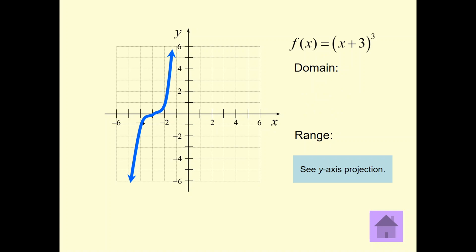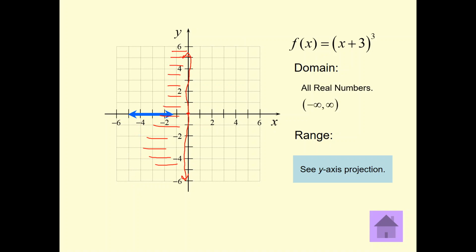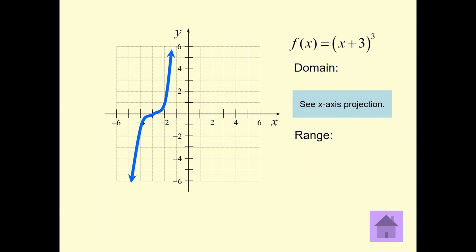If I were to do this again and I looked at where is it going to hit the y-axis, you can see that it would be all the way along and along. In fact, it would hit all the way down and all the way up. So my range would be all real numbers in set notation, or negative infinity to infinity in interval notation.